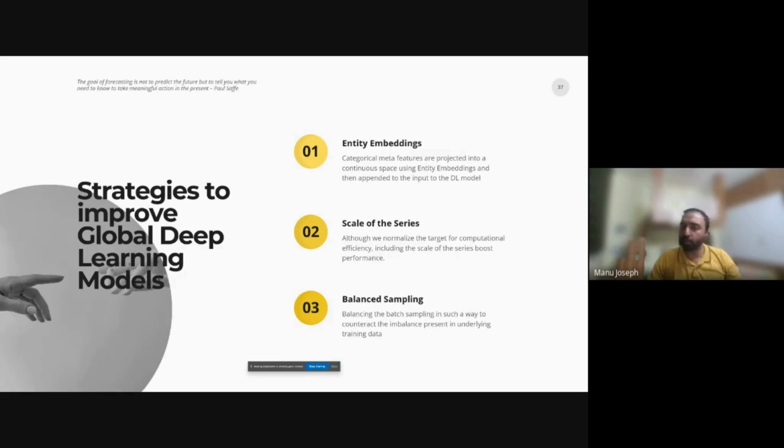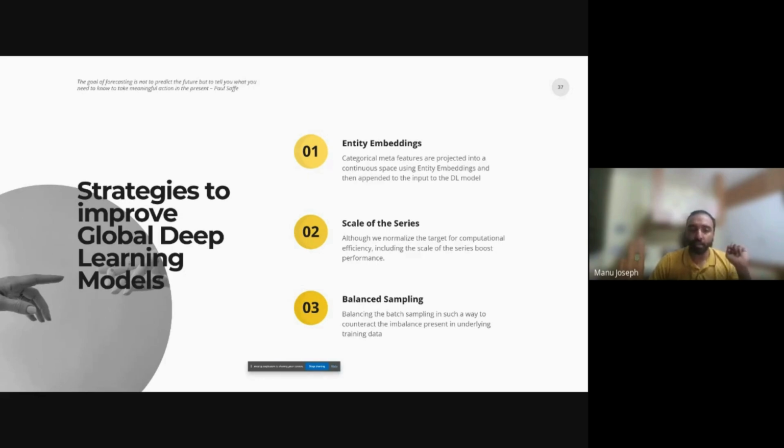And the next one is the scale of the series. Earlier we talked about normalizing the target for computational efficiency, right? But there is a flip side or downside to it, because sometimes the scale of the time series is also good information, right? A high valued time series may have a slightly different pattern than a low valued time series. So by adding the scale of the series as a feature, we are actually adding back the information that we removed by normalizing. And in most cases that helps in modeling.